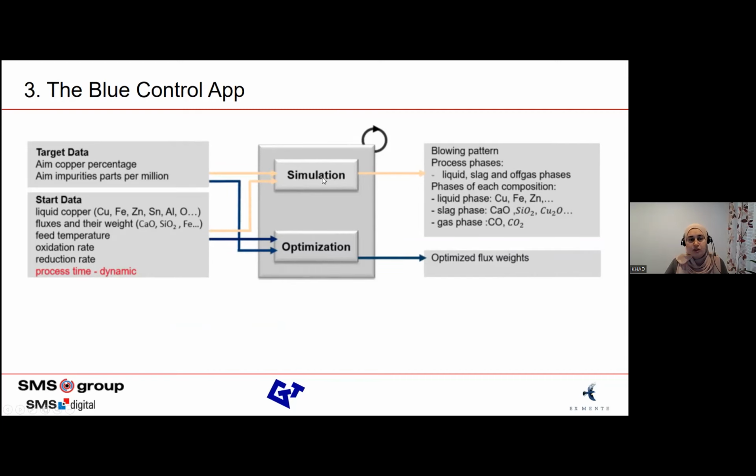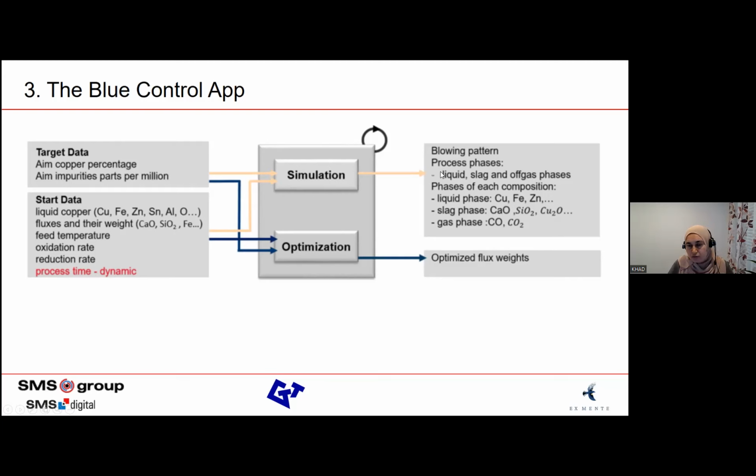For the simulation, as BlueControl input, you have to specify the target data, that is the aim purity of the copper that you want to get, and also the maximum content of impurities in ppm. You also need to input the actual liquid copper composition after the scrap is molten, the fluxes that you're planning to charge and their weight, as well as other variables such as the temperature of your feed, the oxidation rate of the oxidizing gas, the reduction rate of the reducing gas, and how long you plan, for example, to blow the oxygen in your process.